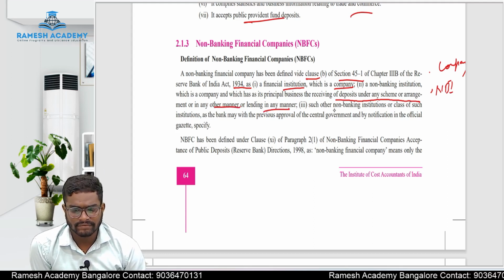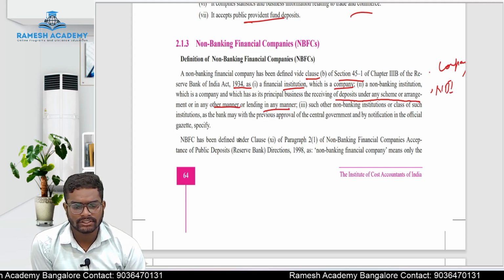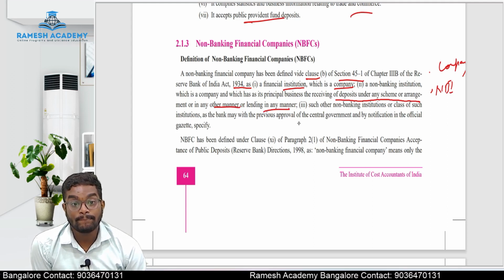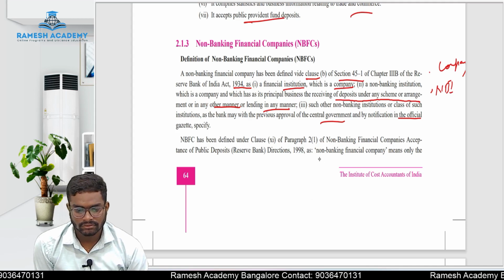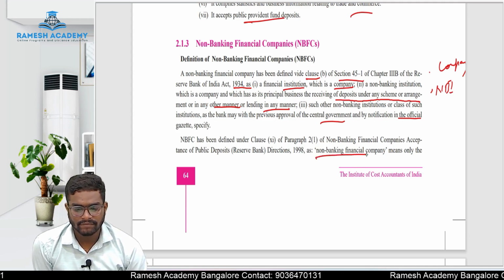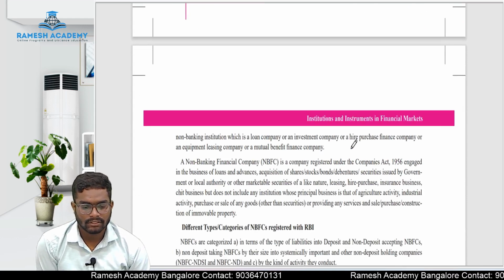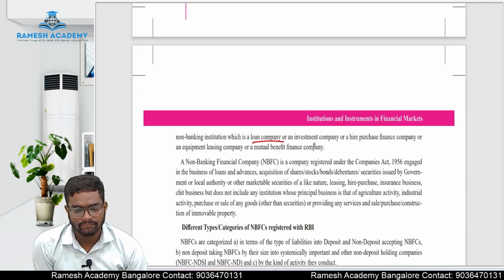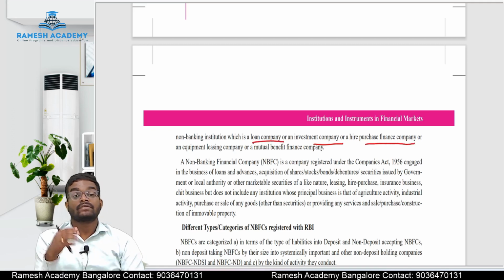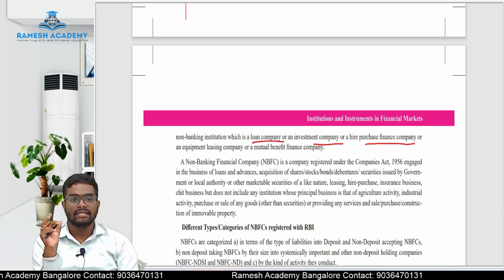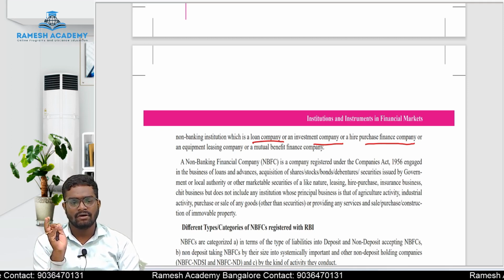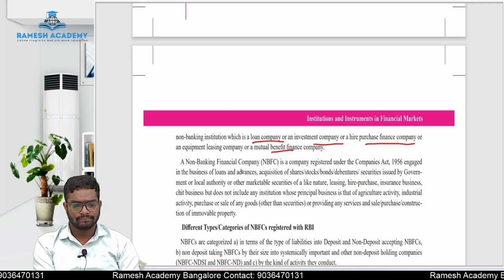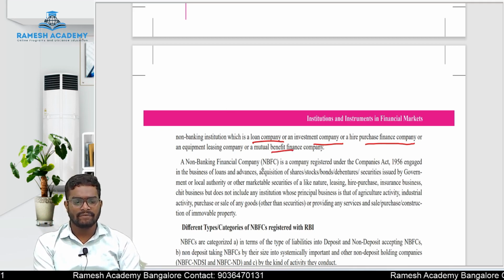Such other non-banking financial institutions or class of such institutions as the bank may, with the previous approval of the central government and by notification in the official gazette. So we will see the definition. Non-banking financial company means only the non-banking institution which is a loan company or an investment company or a hire purchase finance company. So non-banking financial companies can be different types. It can be only loan giving, only investment, only hire purchase or equipment leasing, etc. It is a company registered under the Companies Act 1956.